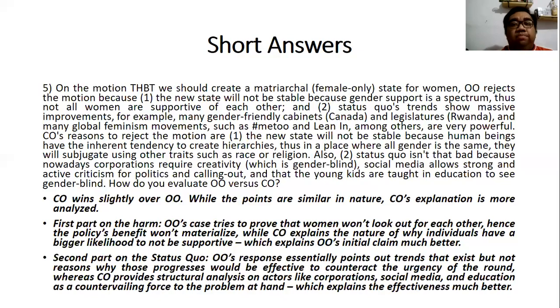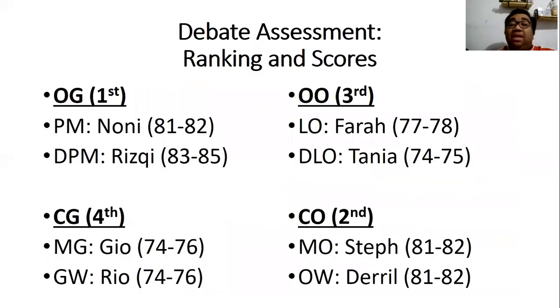Excellent, moving on. So for the debate assessment, here are the rankings and scores that the adjudication core provided. We gave the first ranking to the opening government, the second rank to the closing opposition, the third rank to the opening opposition, and the fourth to the closing government. In general, we felt that it was a clear-cut debate between the top two and the bottom two.